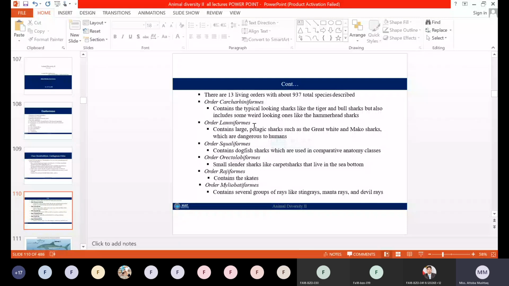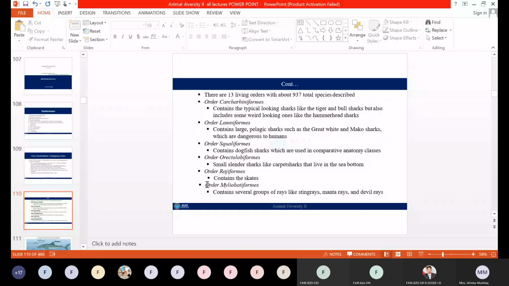Next order is order Orectolobiformes, which includes carpet sharks that live at the bottom of the sea. Then order Rajiformes, which includes skates. We will discuss them later on. Then the other order is order Myliobatiformes, which includes stingrays, manta rays, and devil rays.